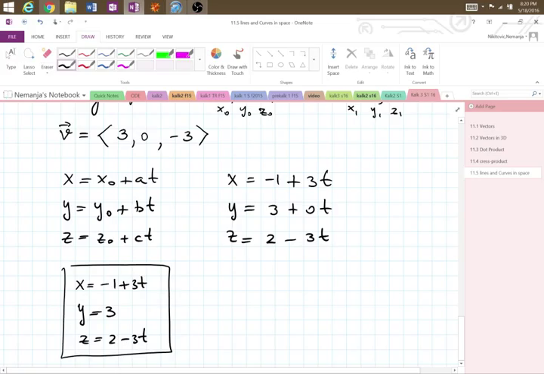If you want to write it as a parameterization in terms of a vector valued function, you can also write it as negative 1 plus 3t, comma 3, comma 2 minus 3t.